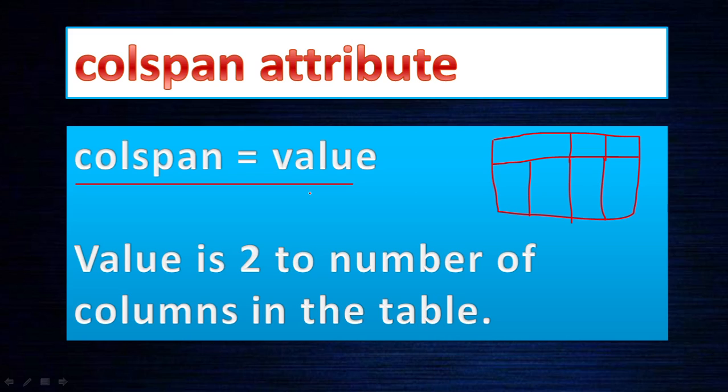Right. So we'll see an example. Maybe you'll get a complete idea of column span. So what is column span? You want to use the right side column and you don't want this line. So the line shouldn't come. Then you have to use the column span attribute.